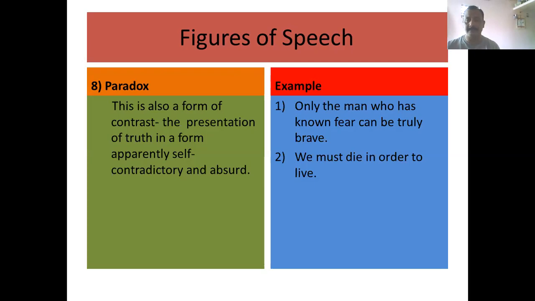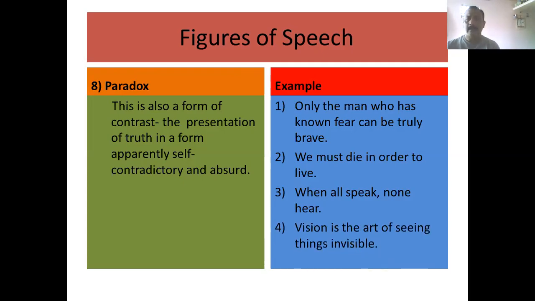Then, when all speak, none hear. When all people are speaking there, nobody is there to hear. So here, speak and hear, these opposite words or ideas are used. These apparently self-contradictory and absurd ideas are used there.